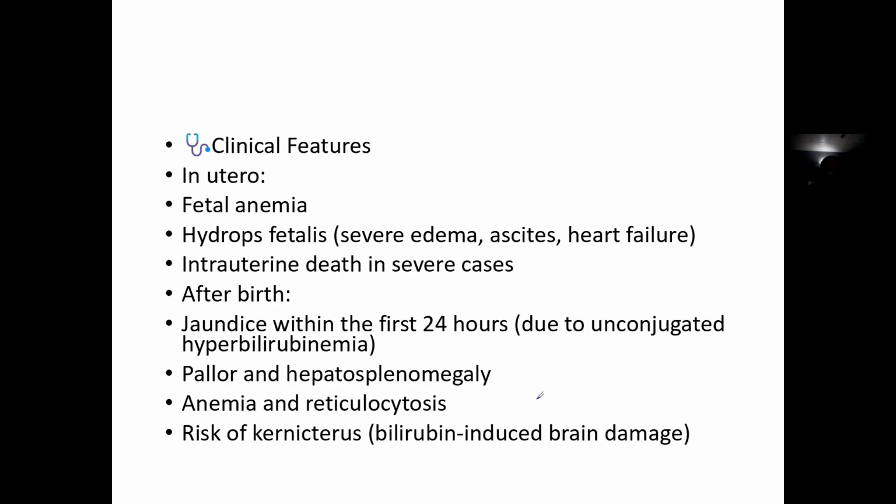Alright, so the issues that the baby will have while still in the womb: there's anemia, there's hydrops fetalis, there's intrauterine death. So sometimes you give birth to a baby and the baby is already dead. After birth you have jaundice, pallor, a large spleen, a large liver, anemia, and reticulocytosis. Sometimes bilirubin reaches a level where it can cross the blood-brain barrier and cause damage to the brain.